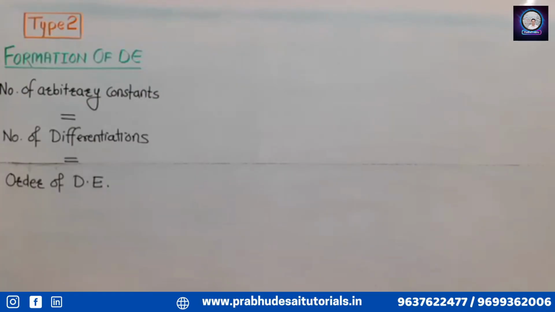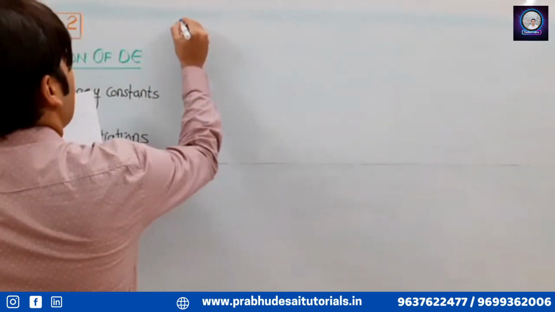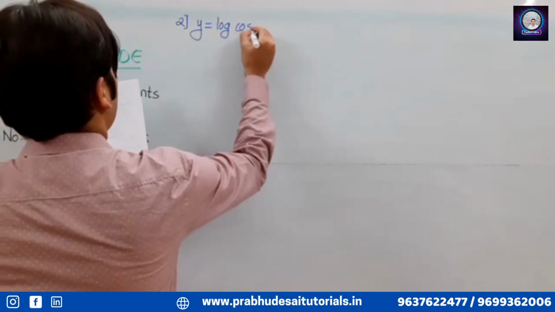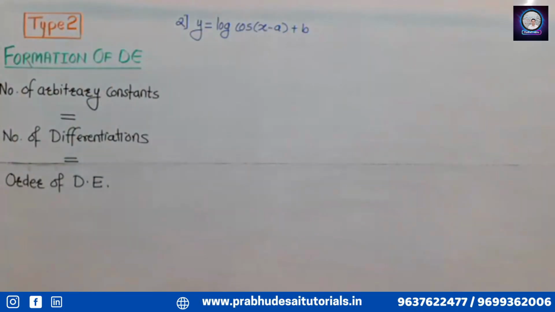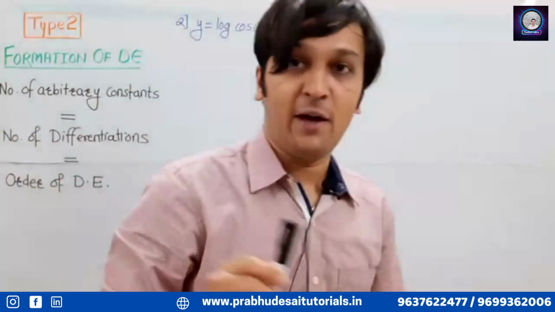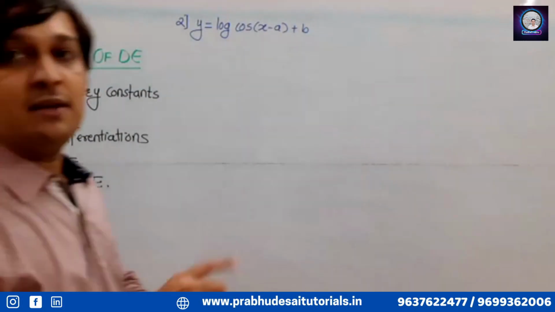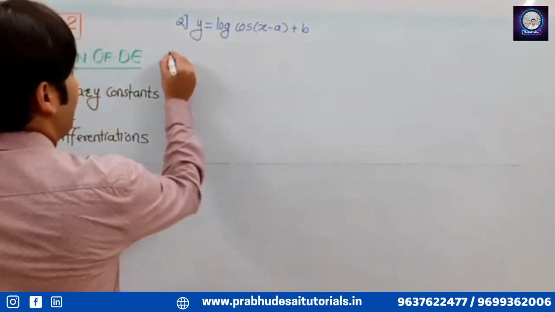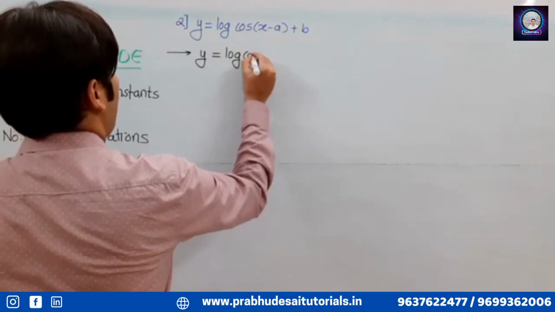Yes, next question now and check next question. Next question is y is equal to number 2. Number 2, y is equal to log of cos of x minus a plus b. Check this carefully now. I will start with this differential equation, the equation, and we'll go for differentiation. Tell me how many constants you find here.